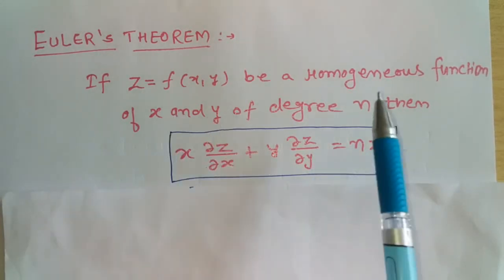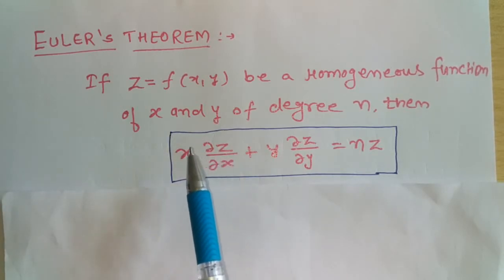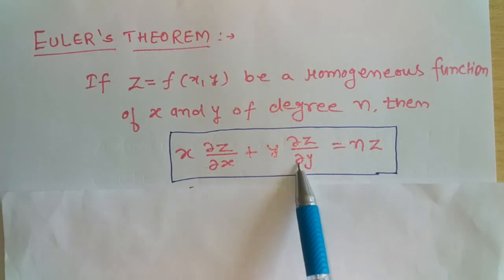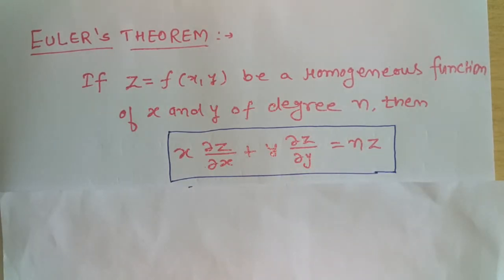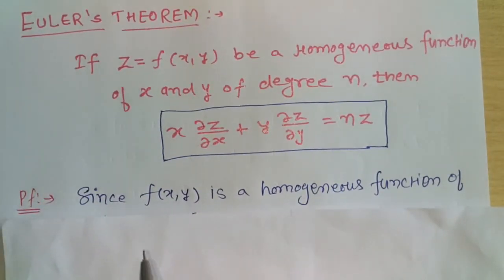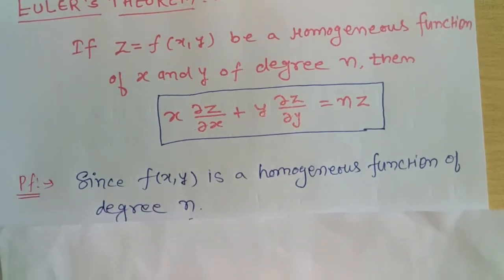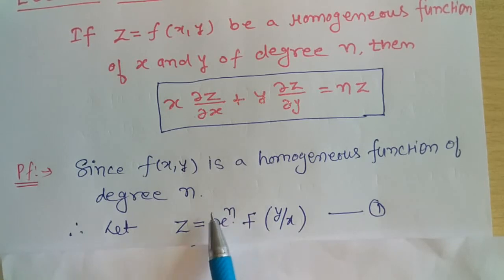If z is a homogeneous function of degree n of independent variables x and y, then x ∂z/∂x + y ∂z/∂y gives n times the function z. Now we are going to prove this theorem. Since z = f(x,y) is a homogeneous function of degree n, then we can write the homogeneous function of degree n as z = x^n f(y/x), as we discussed in the previous definition of homogeneous function.